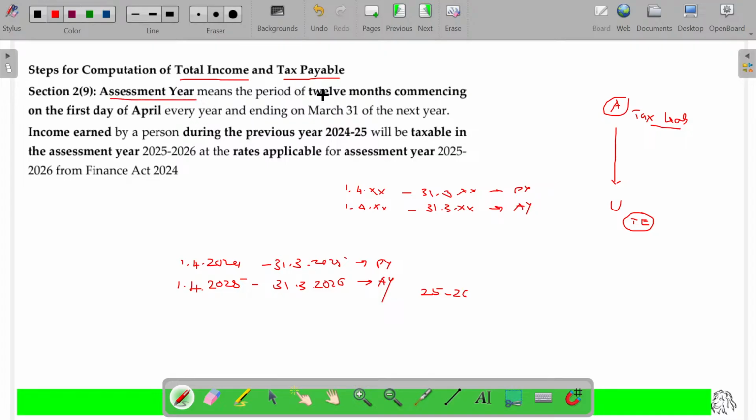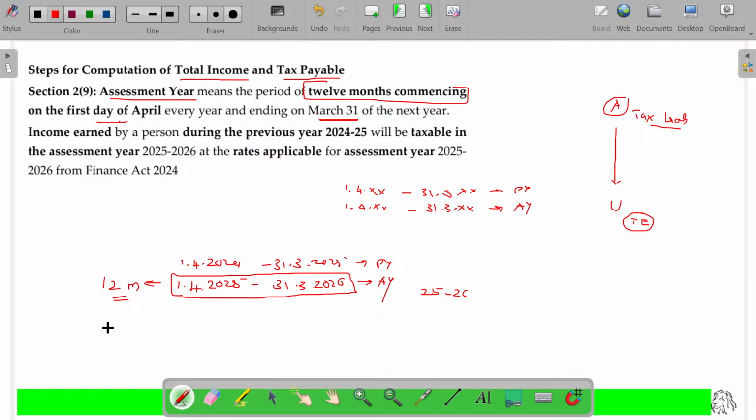Assessment year means a period of 12 months commencing on the first day of April every year and ending on March 31st of the next year. So, the assessment year will always start on 1st April 2025 and end on 31st March 2026, consisting of how many months? 12 months. So, that we know, sir. Assessment year is 12 months. What about the previous year then? How many months will be there? Maybe 12 months or less than 12 months.